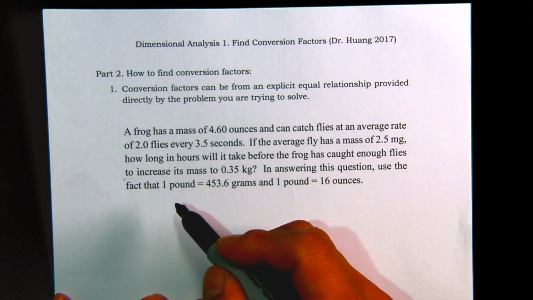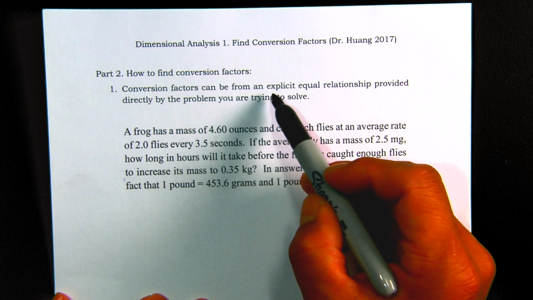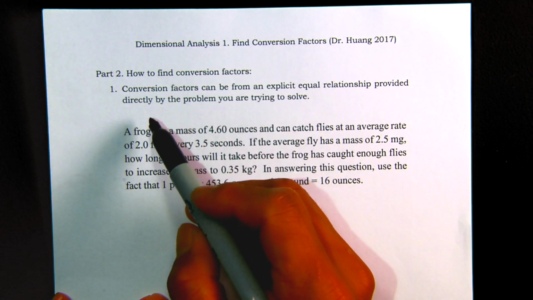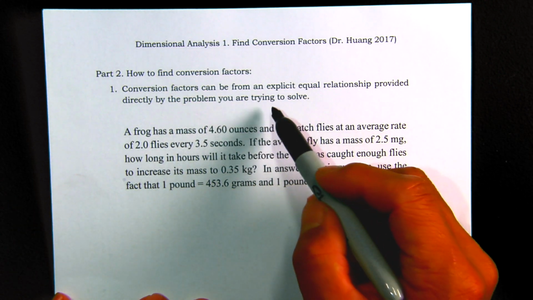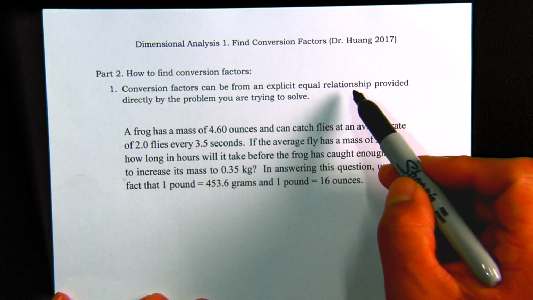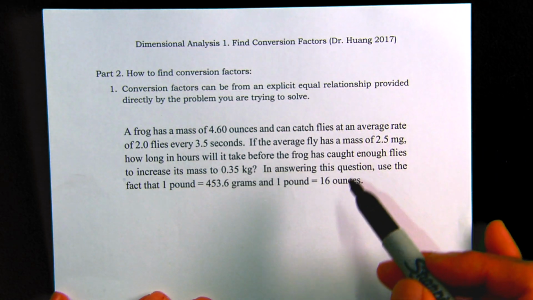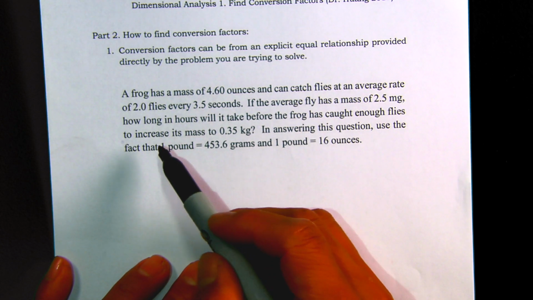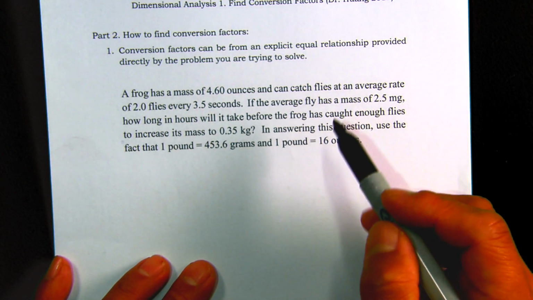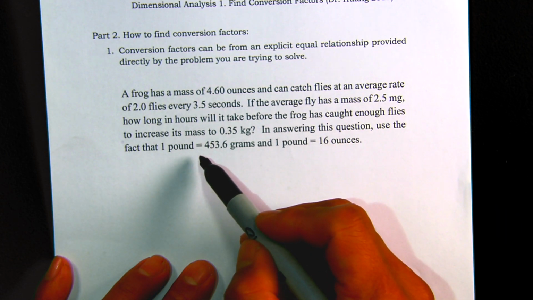The first method to find conversion factors is from an explicit equal relationship. Generally, they are provided directly by the problem you are trying to solve. When I say an explicit equal relationship, what I mean is that there is an equal sign. Let's take a look at this one. I'm not going to read through the whole paragraph. It's pretty long. What I'm looking for is an equal sign.